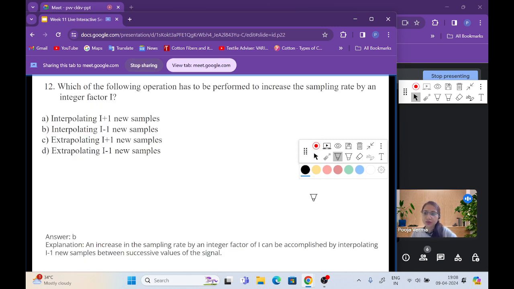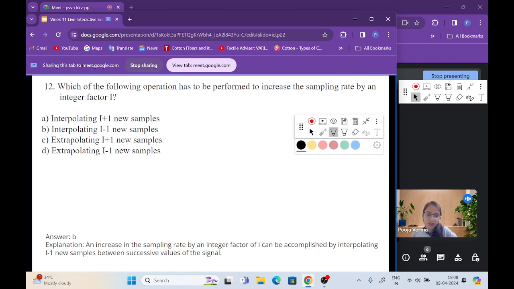Okay, so the next question is: which of the following operations has to be performed to increase the sampling rate by an integer factor I? Option A, interpolating I plus 1 new samples; option B, interpolating I minus 1 new samples; option C, extrapolating I plus 1 new samples; or option D, extrapolating I minus 1 new samples. So anyone want to answer this question? Please answer in the chat box.